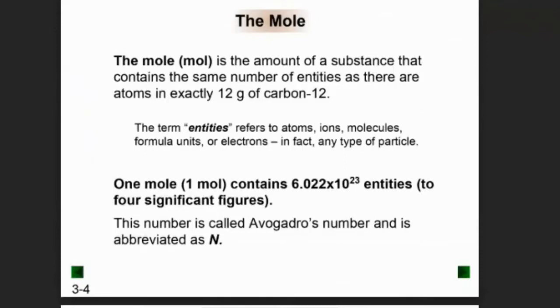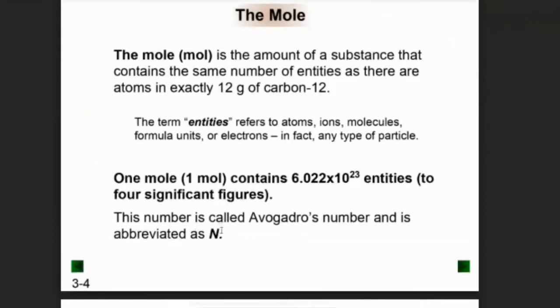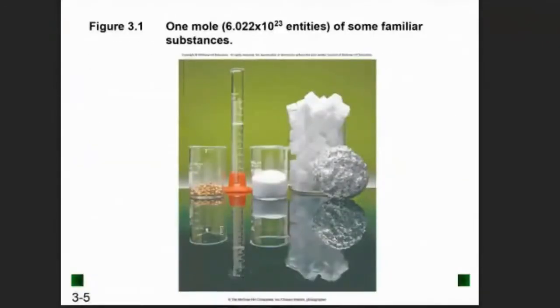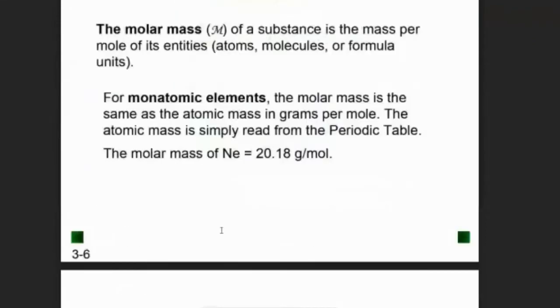It usually gets the capital symbol N to represent Avogadro's number, but N in chemistry tends to get used a lot. Here are some examples of 1 mole of each of these substances. I believe, just so we're looking at it, the water is 18 milliliters. There's the salt, which is 58.5 grams, the aluminum, which is 27 grams, and the sugar in the background, which is way bigger than all those.